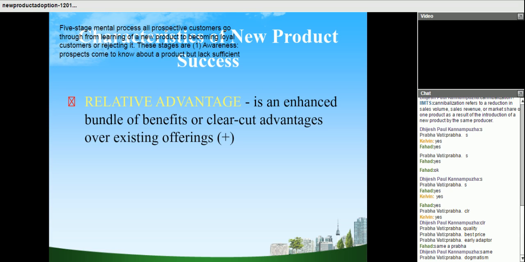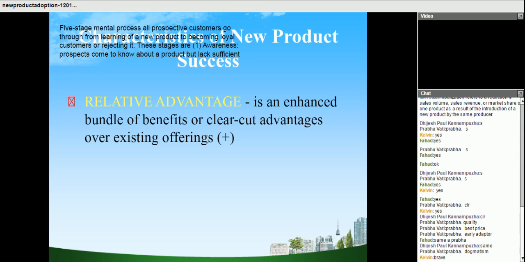Dogmatism. I don't know what it means. Let me check. It's a funny word. English is a funny language. It has so many words.